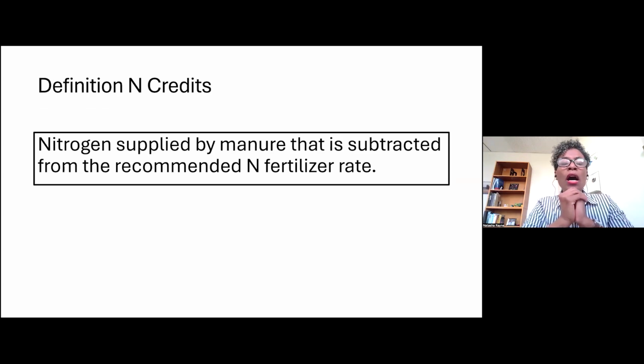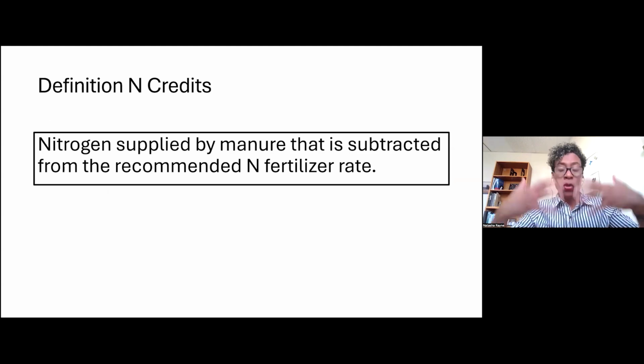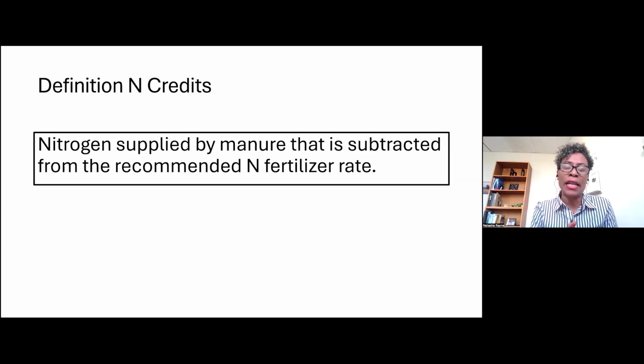All right, so in its simplest definition, when we're talking about manure nitrogen credits, it's that nitrogen that is supplied by manure that is subtracted from the recommended fertilizer nitrogen rate, right? So we know that there's lots of benefits to manure, soil physical, chemical, but also it supplies nutrients, right? And so we need to account for those nutrients. In particular, we're focusing on nitrogen today.